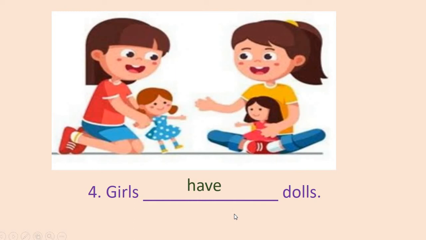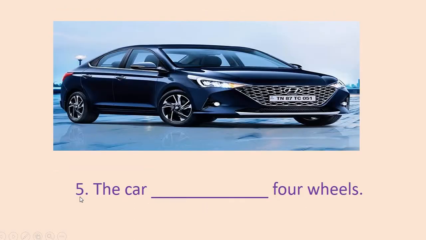Understood this? Now see sentence number 5. Can you see the picture of a car? This is very new. Can you see the wheels? The wheels are new, because the car is new, the wheels are also new. How many wheels does a car have? A car has 4 wheels. So, sentence number 5: The car blank 4 wheels.